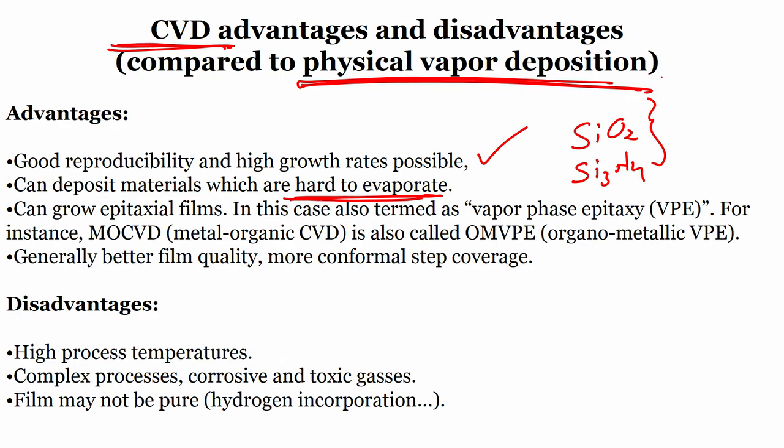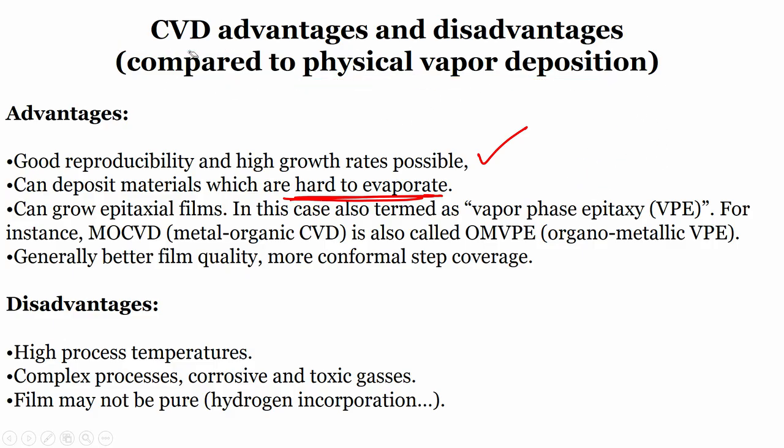But if I use CVD, my life becomes easy. That is why you can deposit materials which are hard to evaporate. Next, it can grow epitaxial film, in this case also called vapour epitaxy. For instance, metal organic CVD is also called organometallic VPE, vapour phase epitaxy. We have not seen that, so do not worry about it.